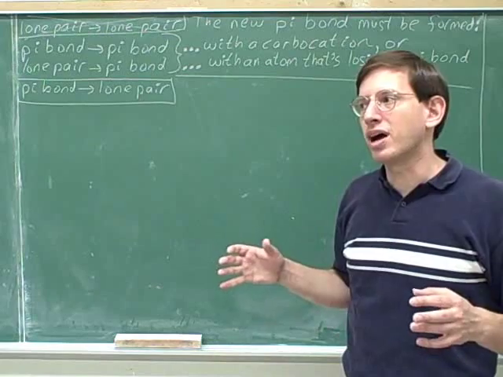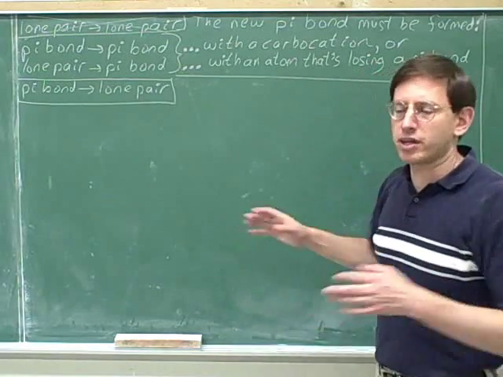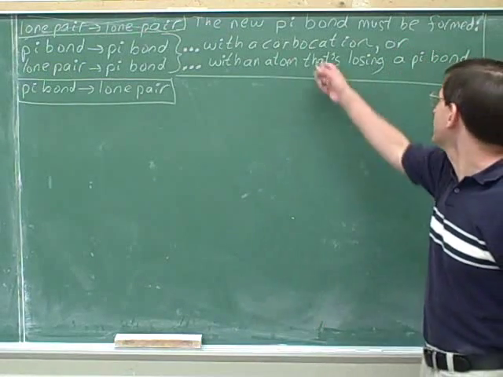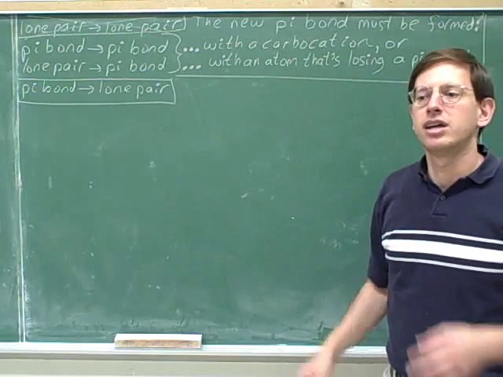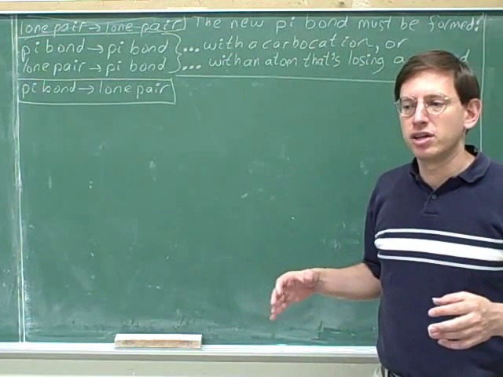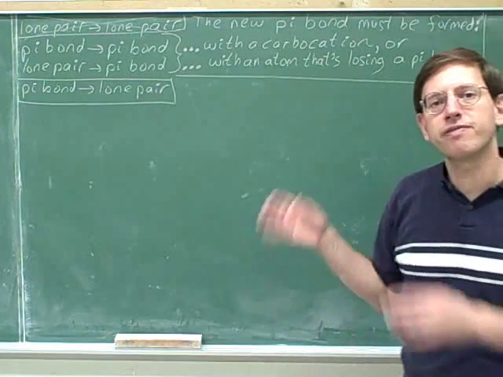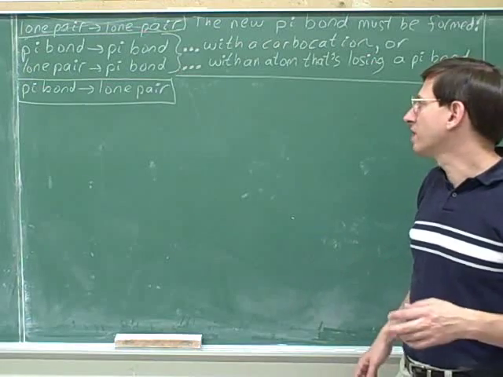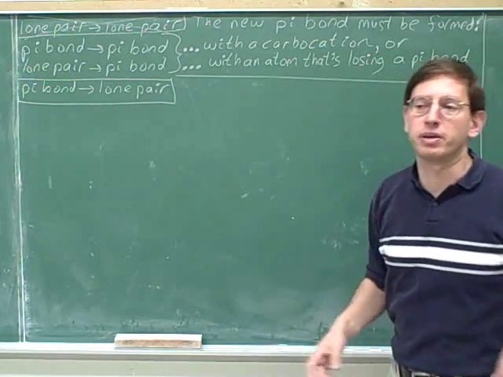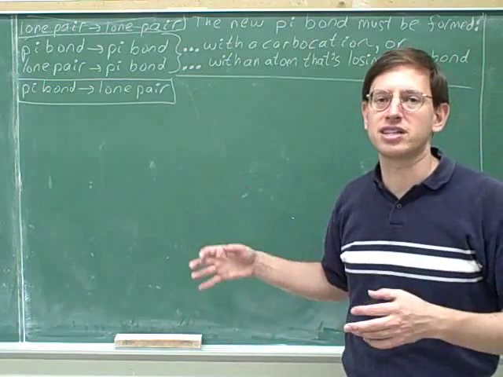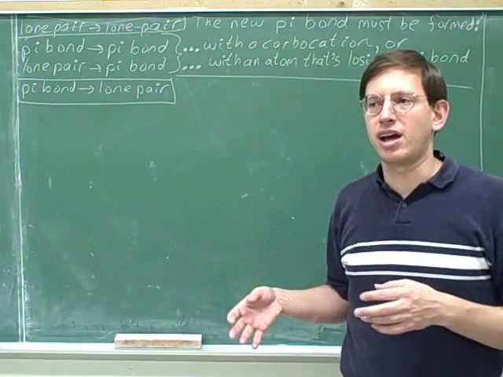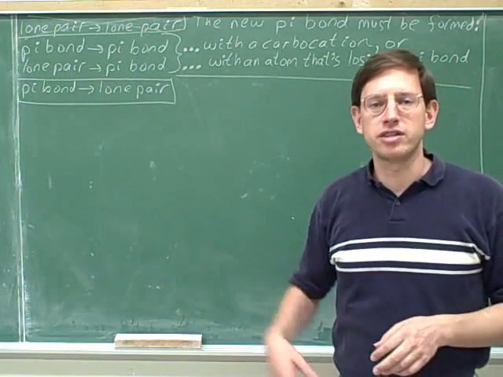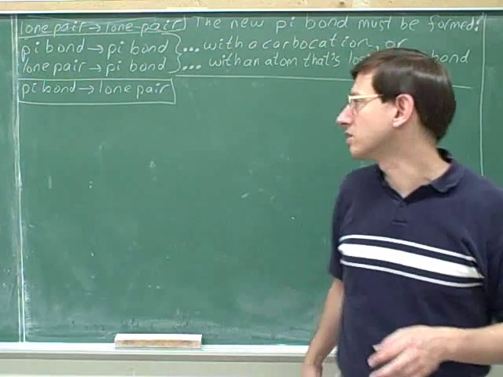So if you're forming a new pi bond, and you're not doing it with a carbocation, then the atom that's gaining the pi bond on one side had better be losing a pi bond on the other side. Otherwise it's going to have exceeded its octet. The only way to prevent itself from exceeding the octet is to balance the electrons that it's gained from the new pi bond with the electrons that it's lost from the pi bond that it's losing.